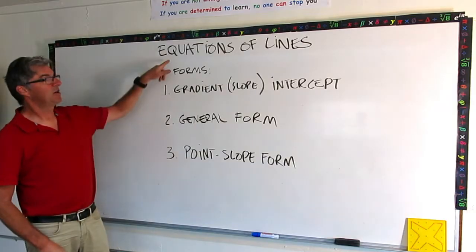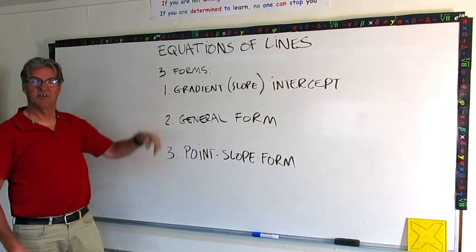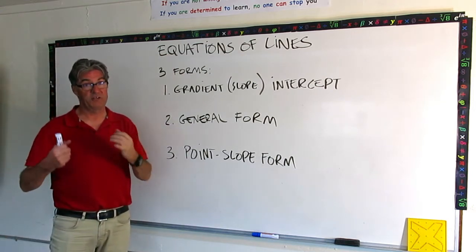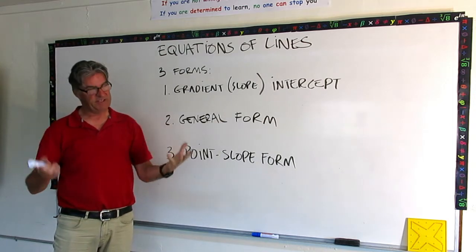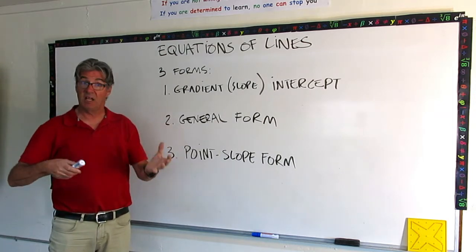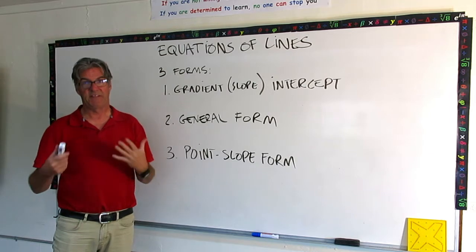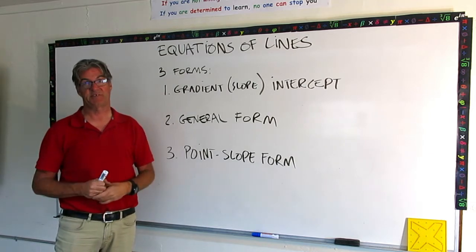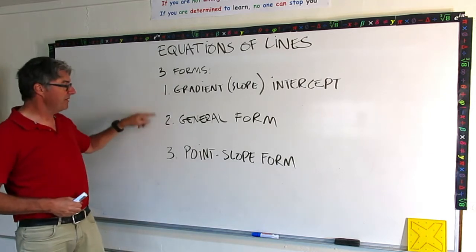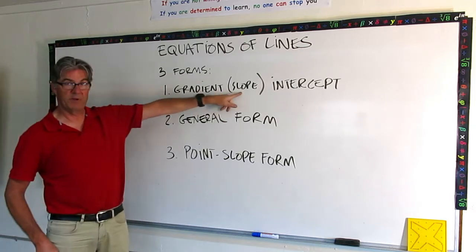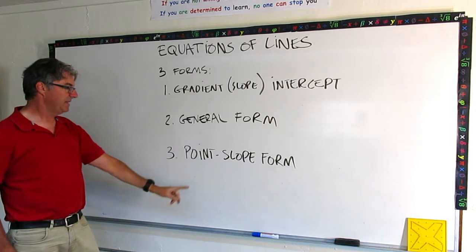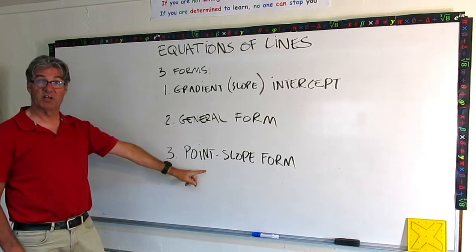Today's topic, equations of lines. So we're working our way through our coordinate geometry chapter, and lines happen on the coordinate plane, so we analyze line equations looking at points and slopes and things like that. Okay? So there's 3 forms that we're going to deal with in this chapter: gradient intercept or slope intercept, general form, and then finally point slope form, which is also very useful.